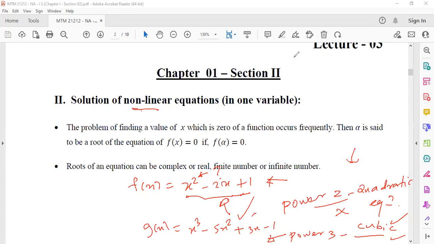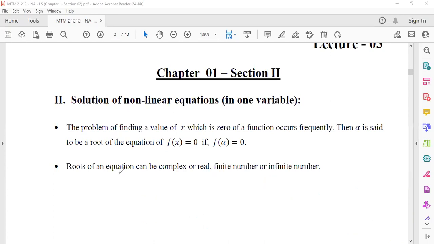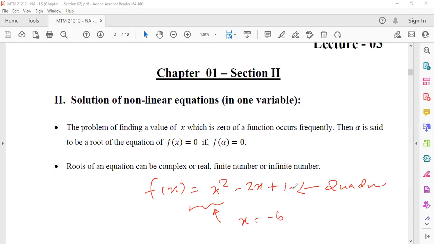So for this kind of equation, for example, if f(x) equals x squared minus 2x plus 1 or anything, this is called a quadratic equation of power 2. We know how to solve this one, isn't it? Already at school level we know x equals minus b plus or minus the square root of b squared minus 4ac over 2a. So how about power 3? That is also a little bit okay.